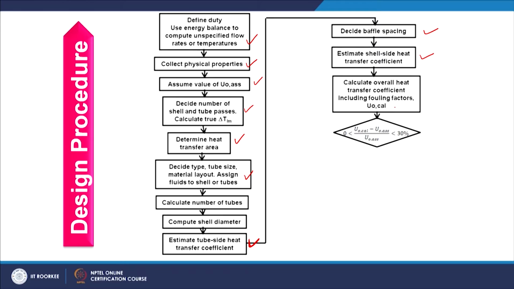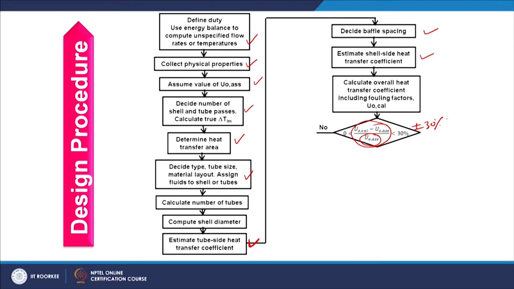How will we compare? We will compare based on the assumed value. Here you can consider UO,ass, that is the assumed value, as the denominator, and the value of this expression should be within plus minus 30%. Here it is shown as plus 30%, but it should be plus minus 30%. If this difference lies between plus minus 30%, your design is okay, you can proceed further.